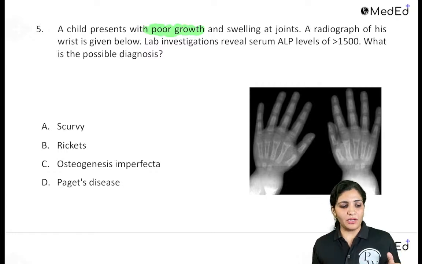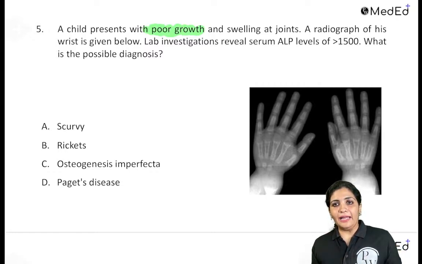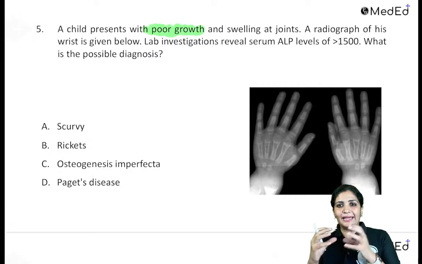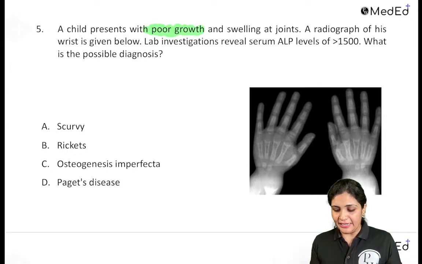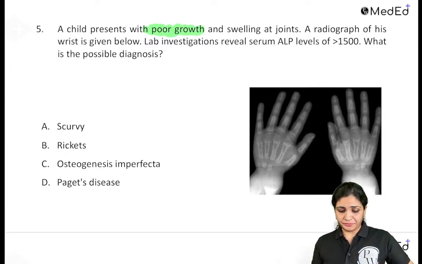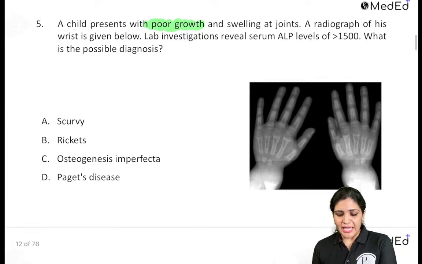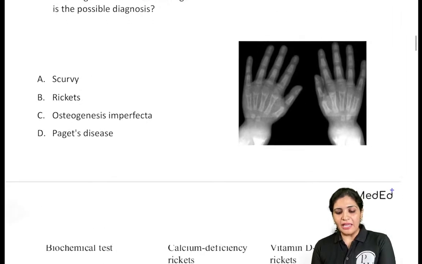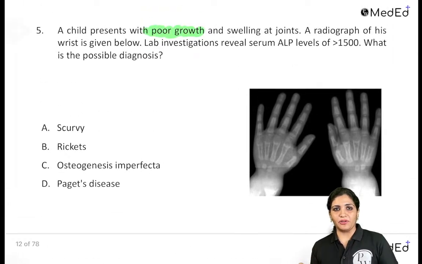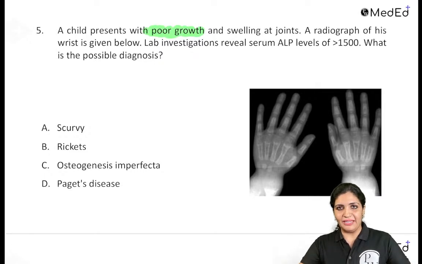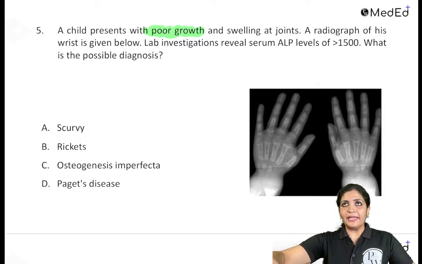So here, what is more important for us is your alkaline phosphatase level. ALP is nothing but alkaline phosphatase. Usually there is an increased alkaline phosphatase in case of rickets, right? In case of rickets, there is an increased alkaline phosphatase. So this is the rickets. In scurvy, usually you don't deal with alkaline phosphatase, and also not in osteogenesis imperfecta. And sometimes in case of Paget's disease, you see an increased alkaline phosphatase level, right? So increased alkaline phosphatase is usually seen in case of rickets.